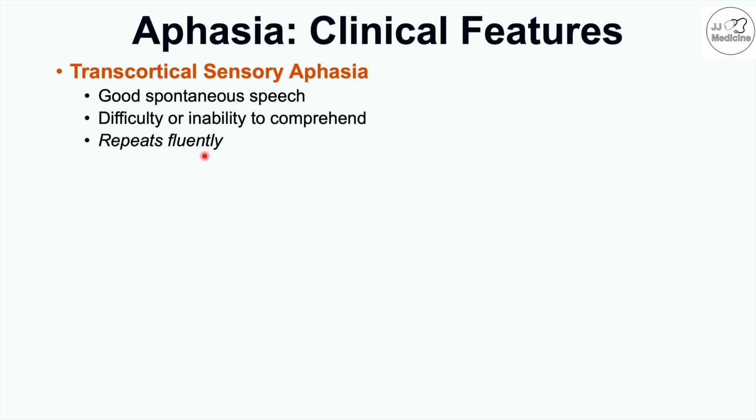But they can repeat fluently. So if you were to get them to try to repeat something to you, they will repeat it to you. And then in this type of aphasia, we can see semantic paraphasias being common.